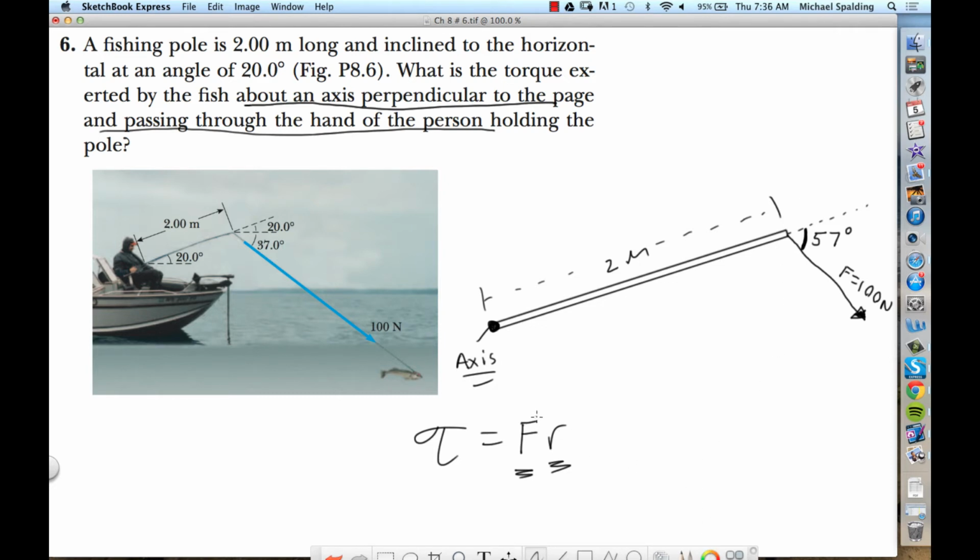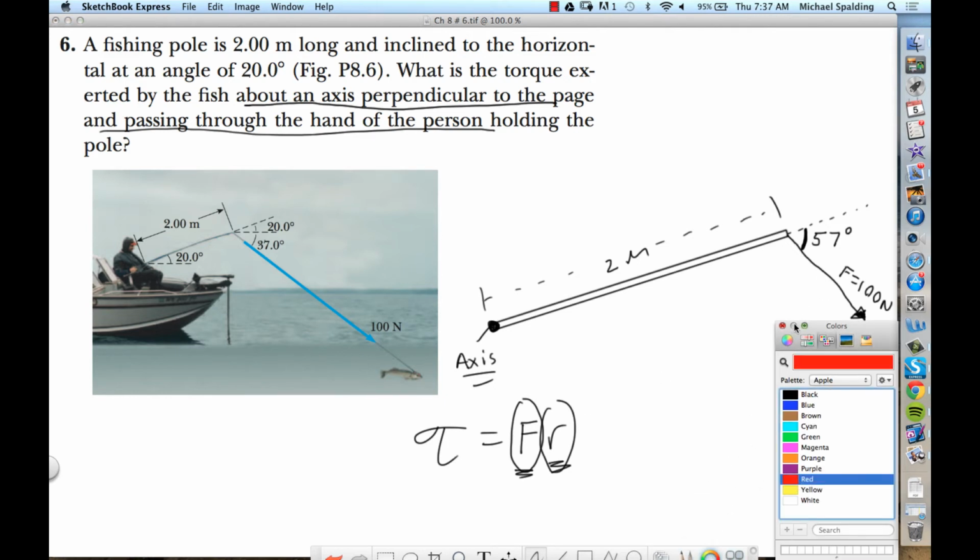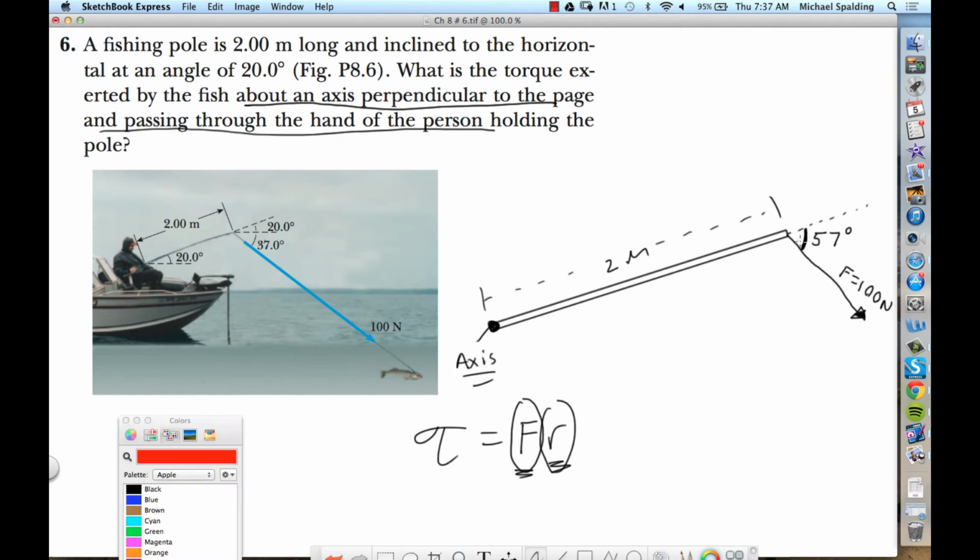There are 2 ways to do it. You could either make the force perpendicular to the distance, or you could make the distance perpendicular to the force. So let's make the force perpendicular to the distance. Here's how you'd do it. I'll get my red pen out. Something like this. Ready? Watch. Boom. See that red guy right there? Is that perpendicular to the 2 meters? Yeah. So that makes a 90 right here.